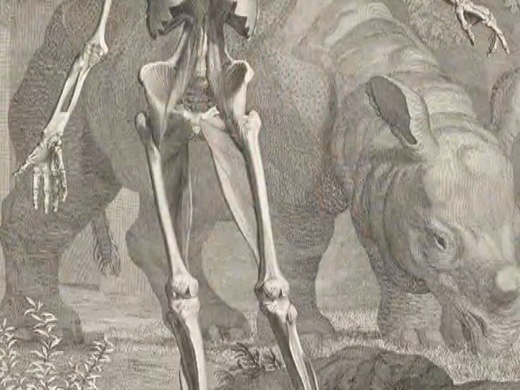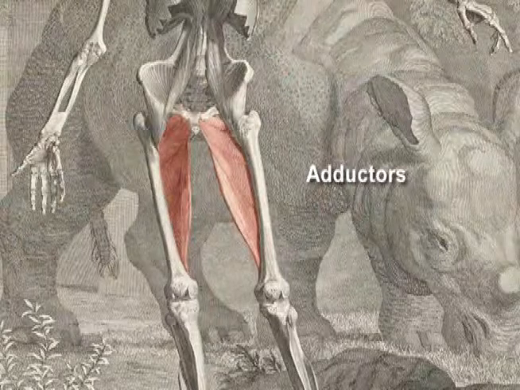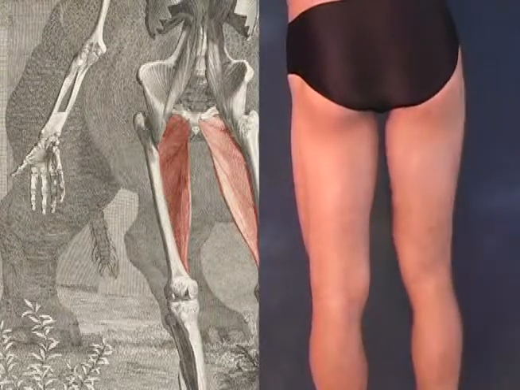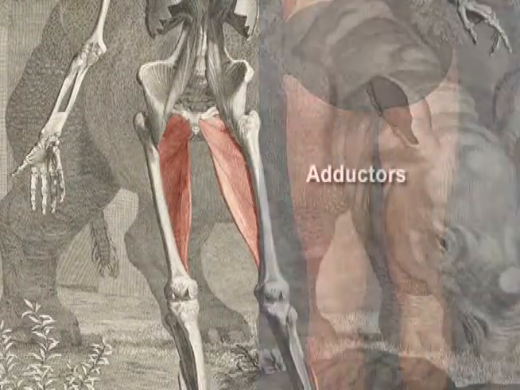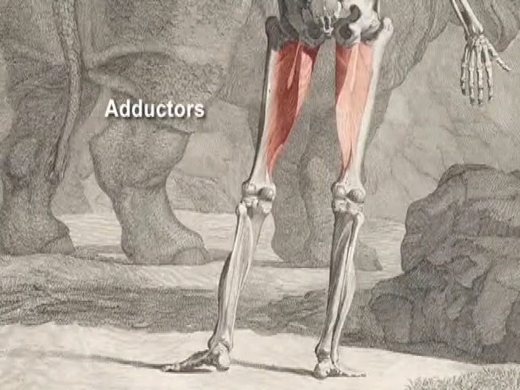To the inside of the sartorius are a series of adductor muscles, which pull the leg toward the median line. These muscles complete the cylindrical appearance of the leg.